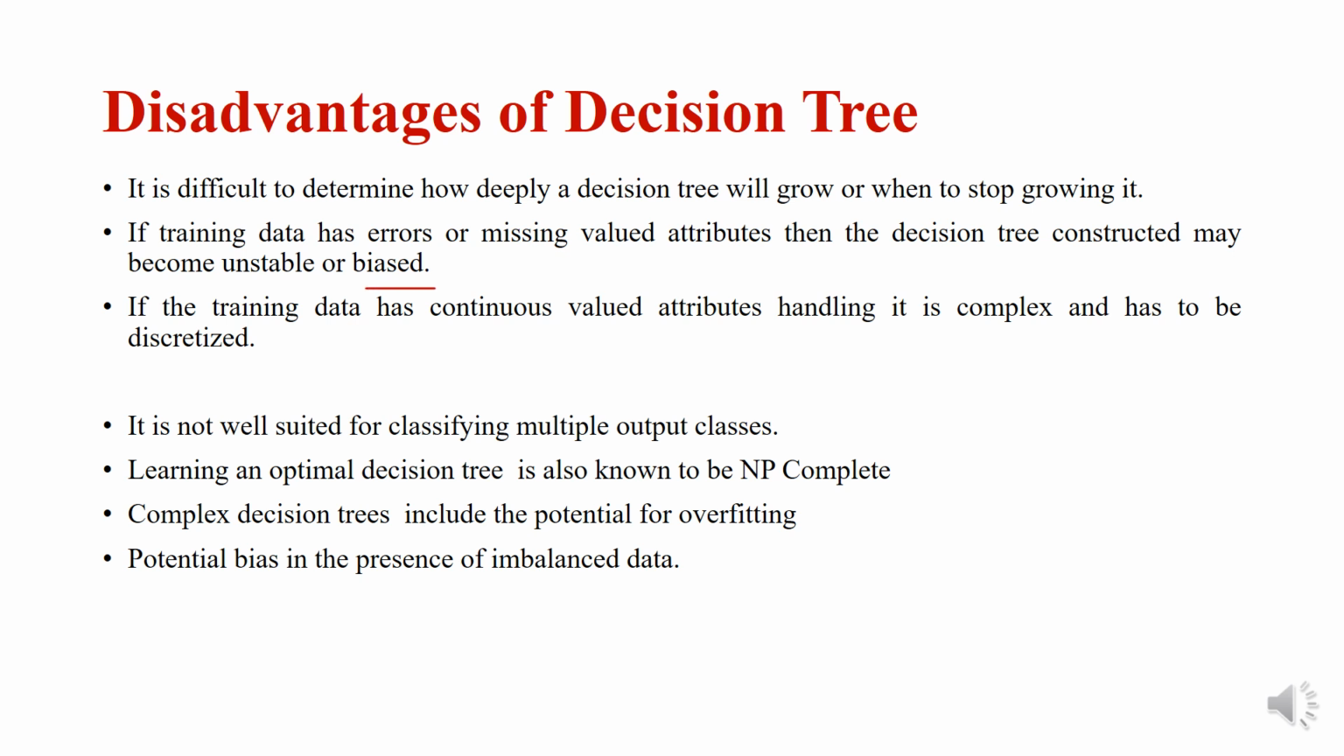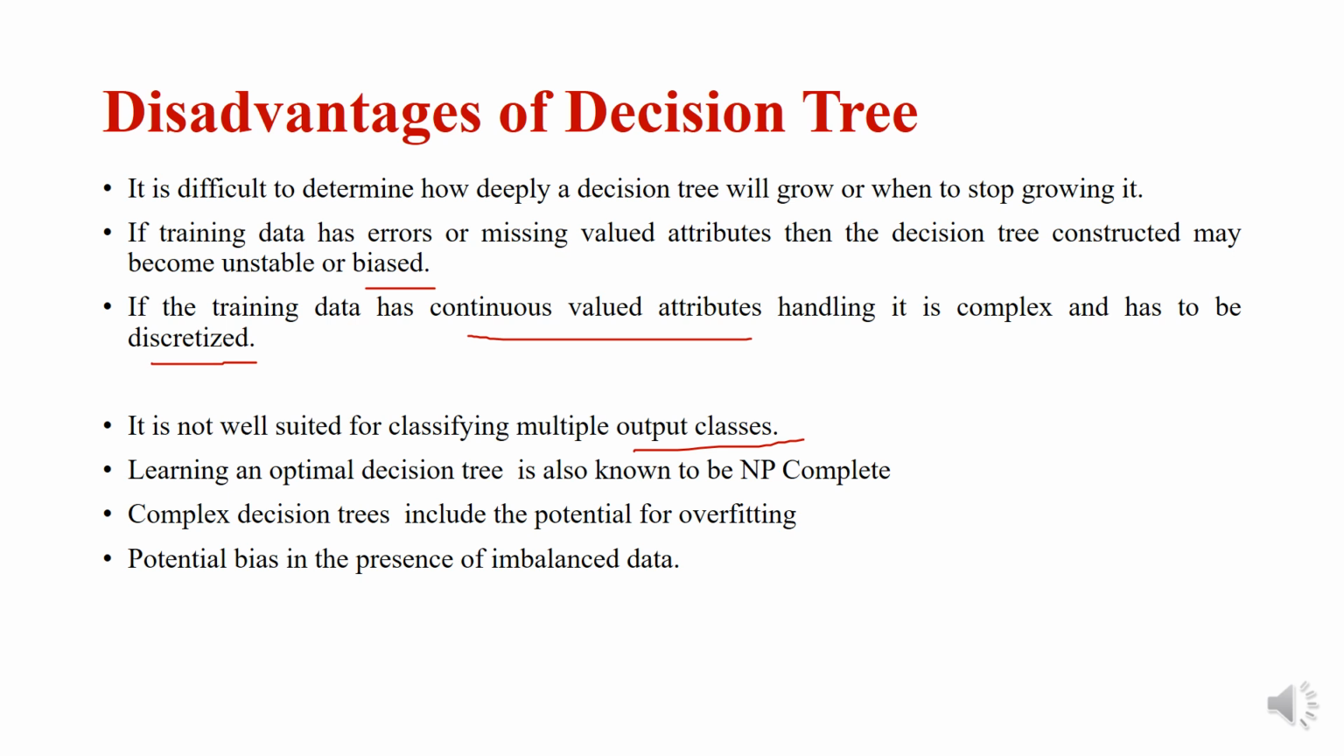So if you have any missing valued attributes and you construct the tree, it may lead to some outliers, or it might be biased. If the training data has continuous valued attributes, handling it is complex and has to be discretized. As we have seen in C4.5, to handle the continuous data, we have to convert it into discretized data. It is not well suited for classifying multiple output classes.